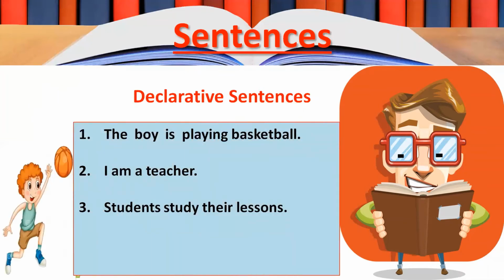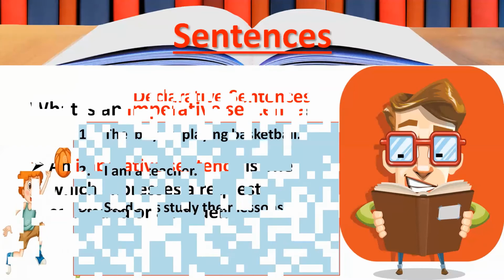Here are a few examples of declarative sentences. The boy is playing basketball. I am a teacher. Students study their lessons. Students, please note all these sentences are beginning with a capital letter. They are ending with a full stop. And they are all simple sentences which are stating something. They are just telling you about a particular thing.